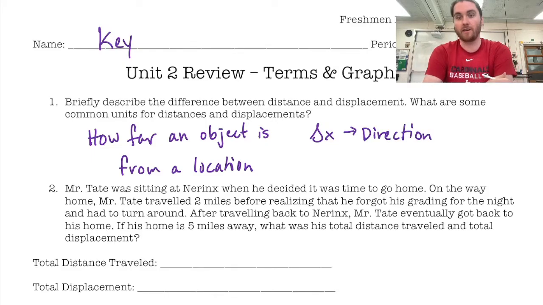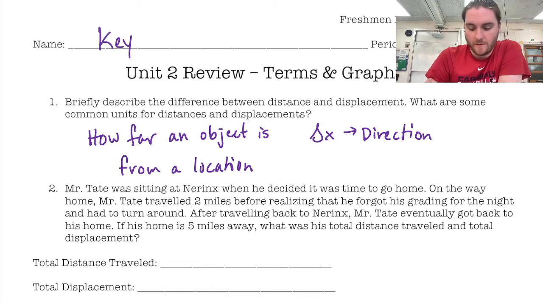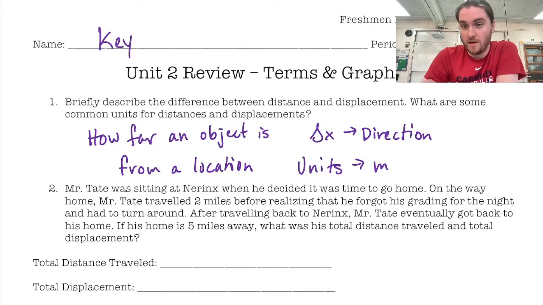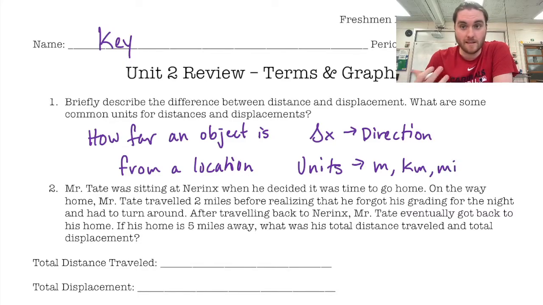So if we are talking about the difference, distance really is just how far. I'm 1 mile away, but it's a circle, as opposed to displacement, which can be something like 1 mile north. Some common units for either one: the SI unit is meters, but it also could be kilometers, it could be miles, it could be anything that tells how far.